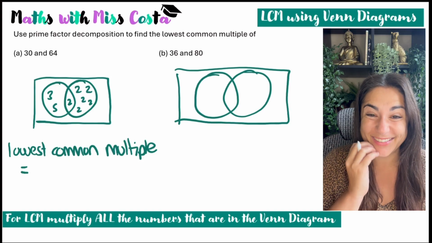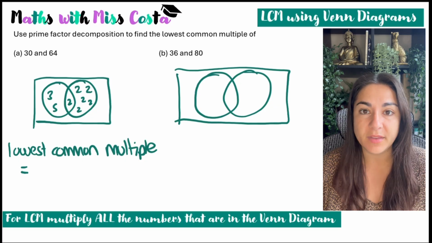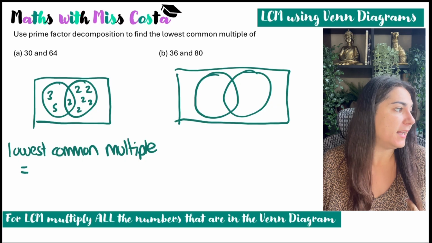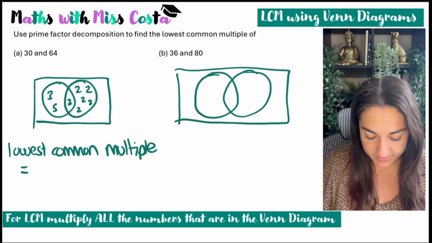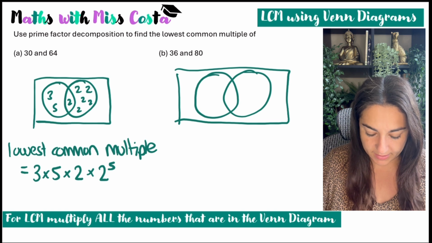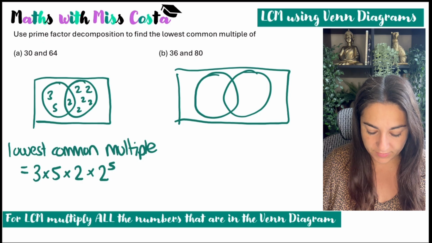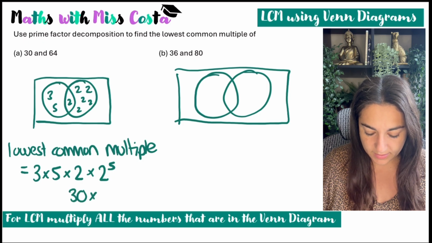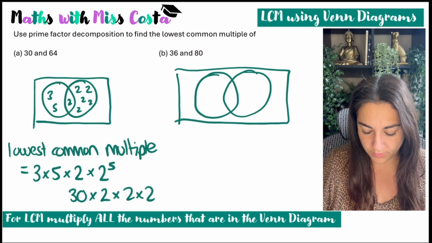So that's quite a lot. And for this, unless it's a very small number, you will be given a calculator, so you can use that to work this out. So we've got 3 times 5 times 2 times 2 to the power of 5. I've just simplified that. So 3 times 5 is 15. 15 times 2 is 30. And you've got 30 times 2 to the power of 5. So 1, 2, 3, 4, 5.